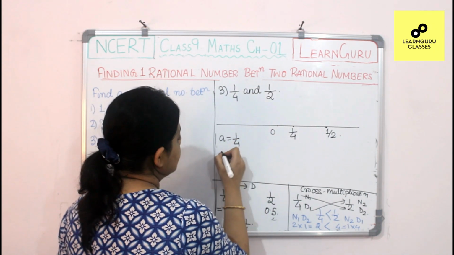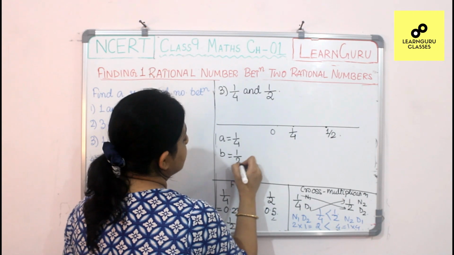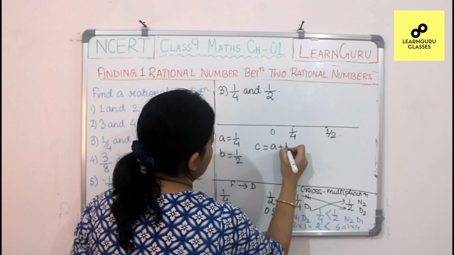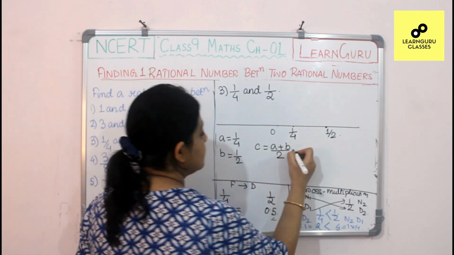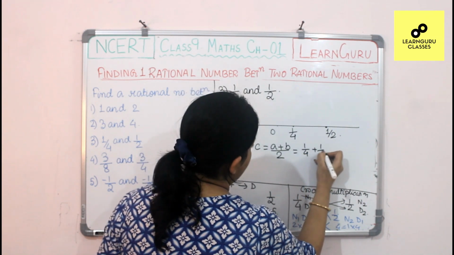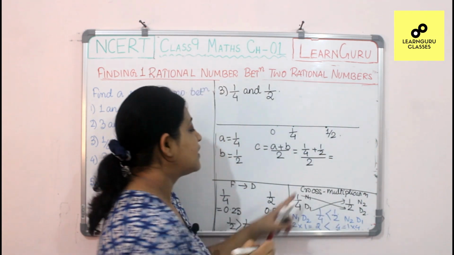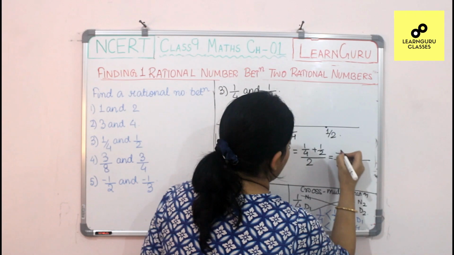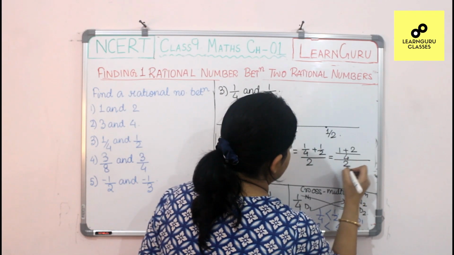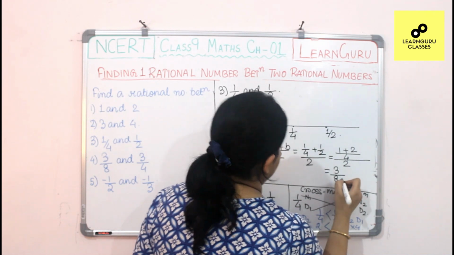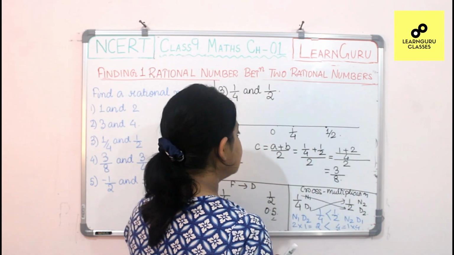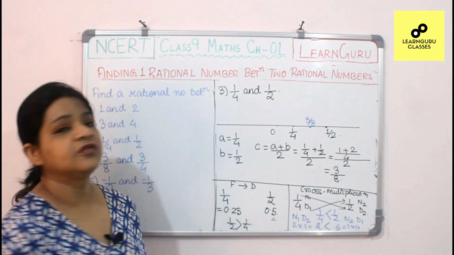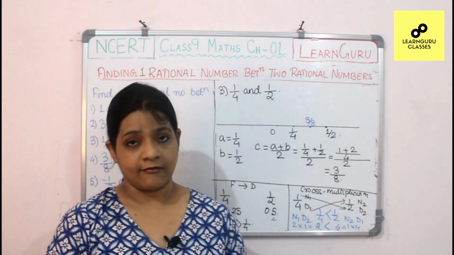Okay, so next is A equal to, what will you write? 1 by 4, and B equal to, what will you write? 1 by 2. And you know the mean value is C equal to (A plus B) by 2. That is (1 by 4 plus half) divided by 2. So what is the LCM of 1 by 4 plus 1 by 2? LCM is 4. 4 ones are 4 plus 2 twos are 4, by 2. That is 3 by 8. So 3 by 8 is the mean value, or a rational number between 1 by 4 and half.